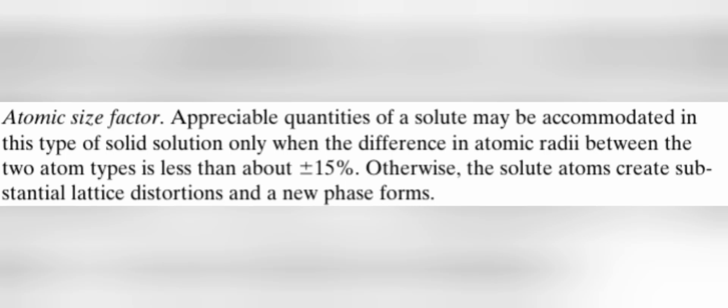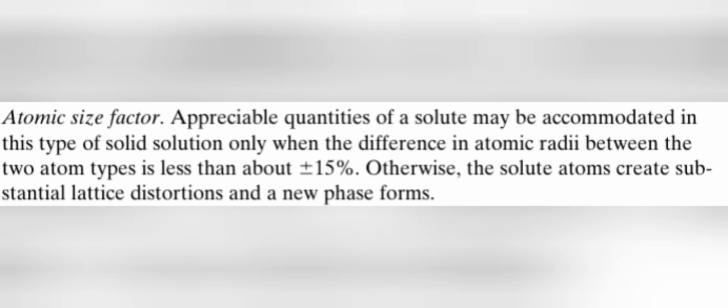Appreciable quantity of a solute may be accommodated in this type of solid solution only when the difference in atomic radii between the two atom types, one of the host material and another of the solute, is less than about plus or minus 50%. Okay, the difference should be less than 50%, otherwise the solute atom creates substantial lattice distortion and new phase formation. So the difference of atomic radii between the two atom types should be less than 50%. Okay, so this is one of the main points among the four points of the Hume-Rothery rule, related to the atomic size factor.